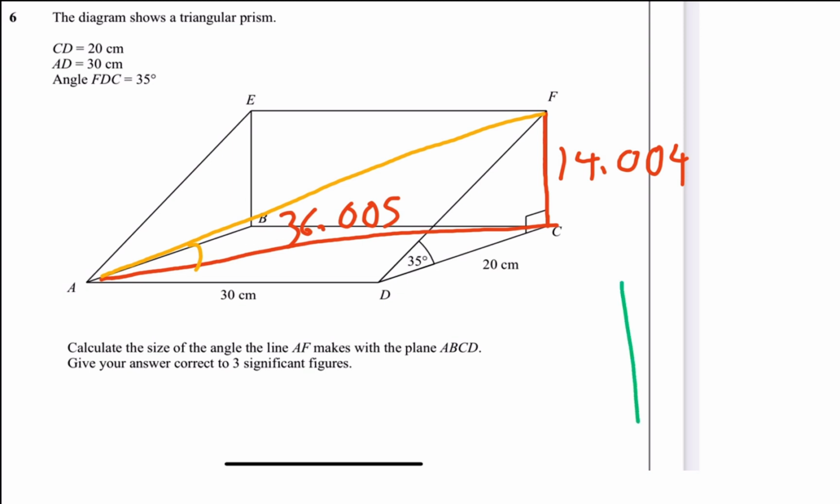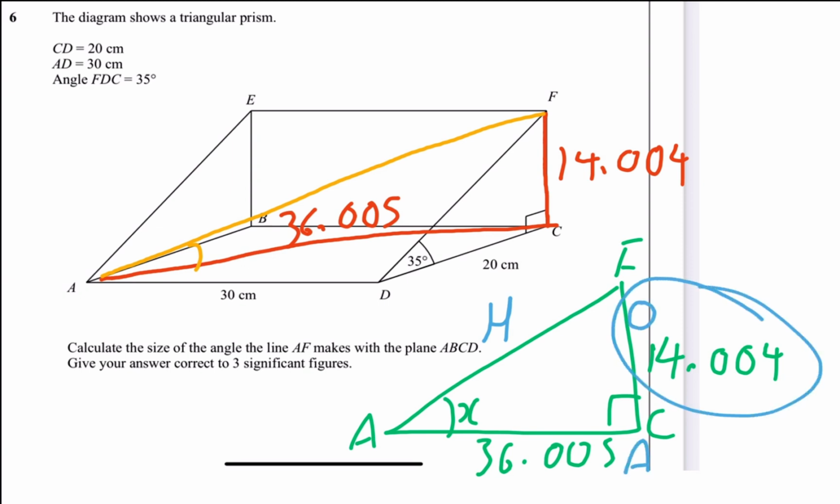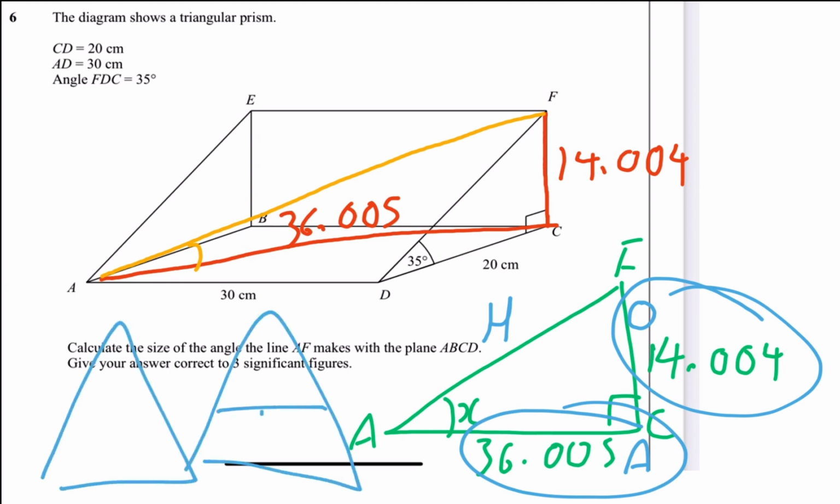So what am I going to do now? Here's my right angle again. That was 14.004, 36.005, and there is my X. I'll label the sides A, F, and then C. So again, we're going to use SOHCAHTOA. Here's the hypotenuse, opposite and adjacent. We're going to use the opposite and the adjacent, so it's TOA again. So it is tan of X.